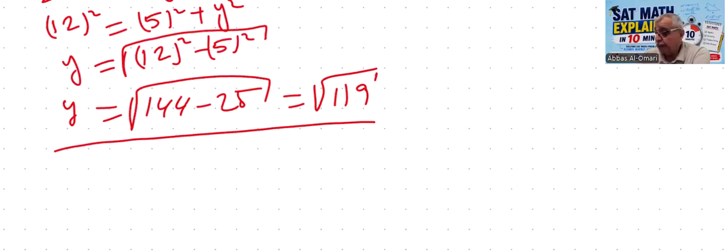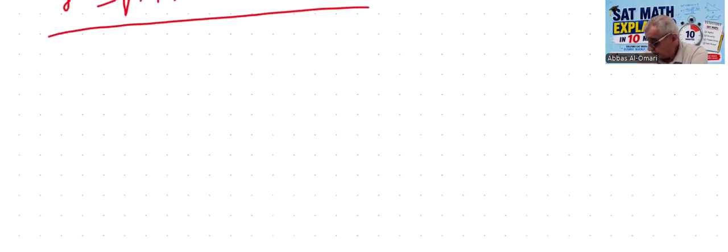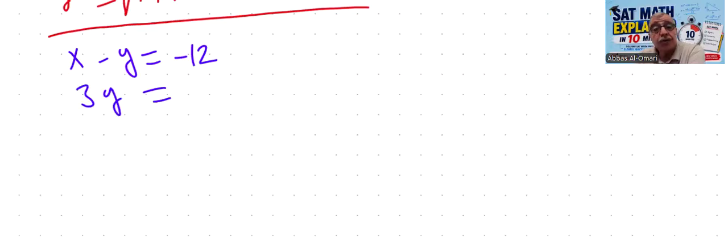Another problem, we have two equations: X minus Y equals minus 12, and 3Y equals X. We want to find X and Y that satisfy both equations. From equation 2, X equals 3Y.